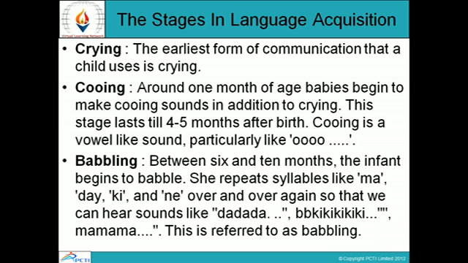The infant is babbling, repeating syllables like ma, de, ki, ba, ni. A particular syllable or various syllables are used by a child to communicate or to express his or her feelings.